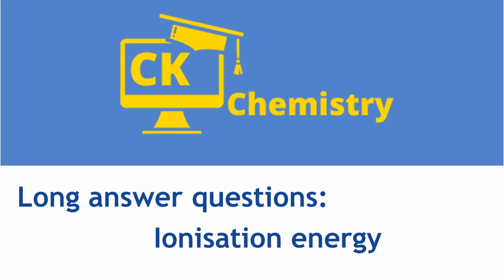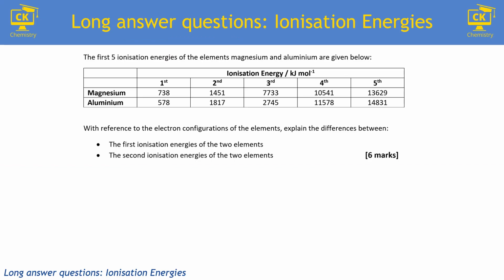This month's long answer question focus is on questions about ionization energy. So here's our question. We're given the first 5 ionization energies of 2 elements, magnesium and aluminium, in a table. And then we're asked to refer to the electron configurations of the element and use them to explain the differences between the first ionization energies and the second ionization energies.